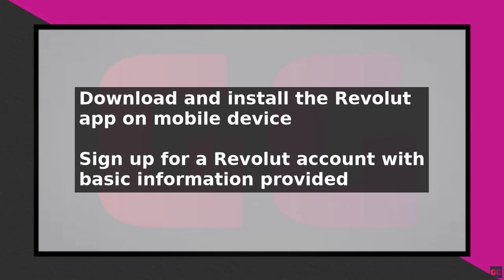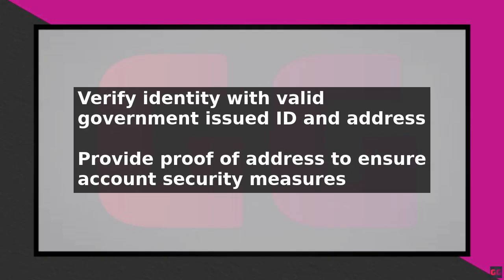First, you need to download and install the Revolut app on your mobile device. Once you have installed the app, you will need to sign up for a Revolut account if you do not already have one. To sign up, you will need to provide some basic information such as your name, email address, and phone number.